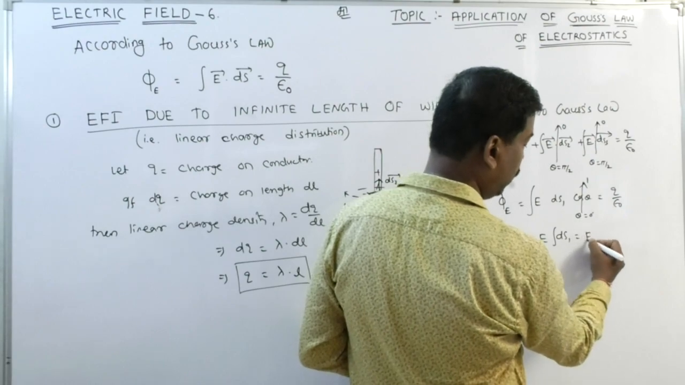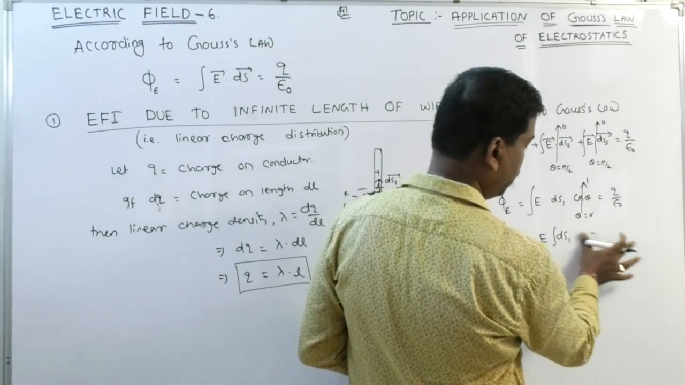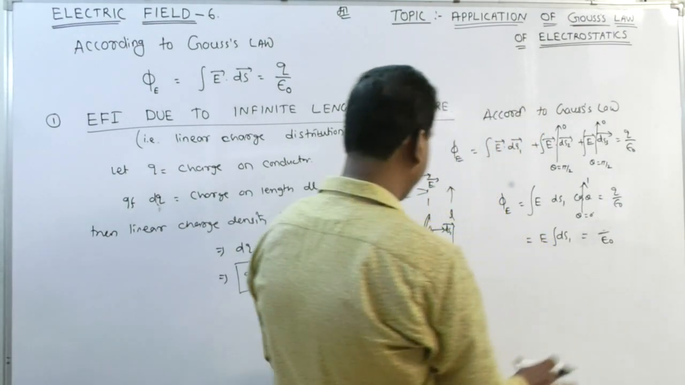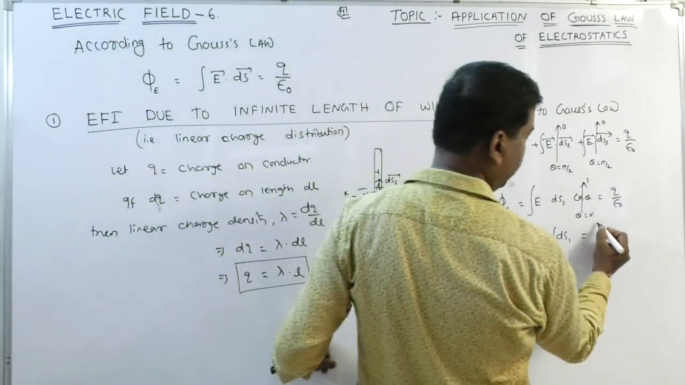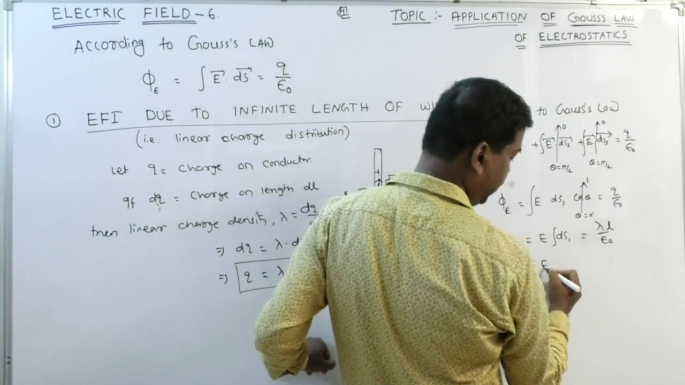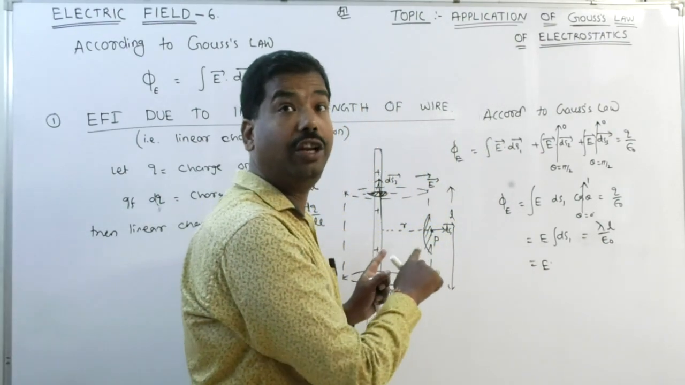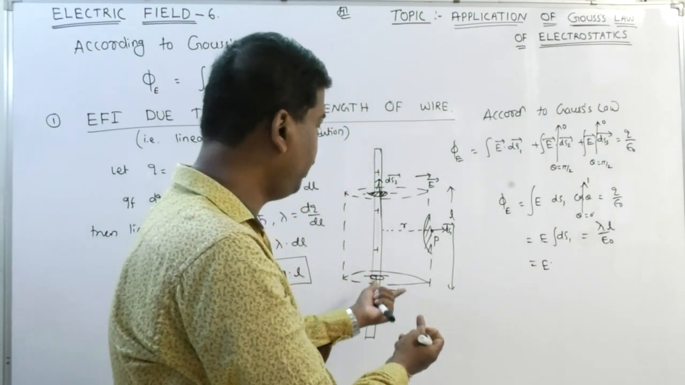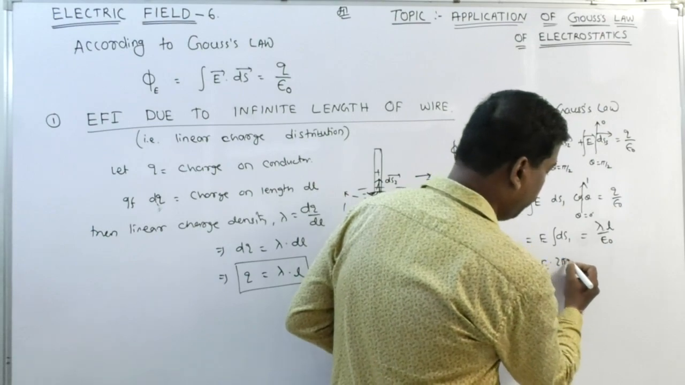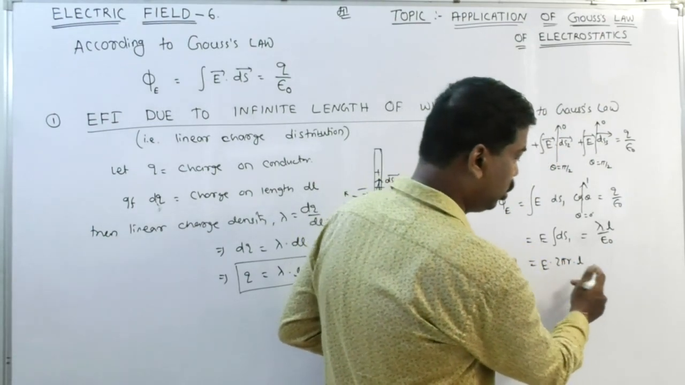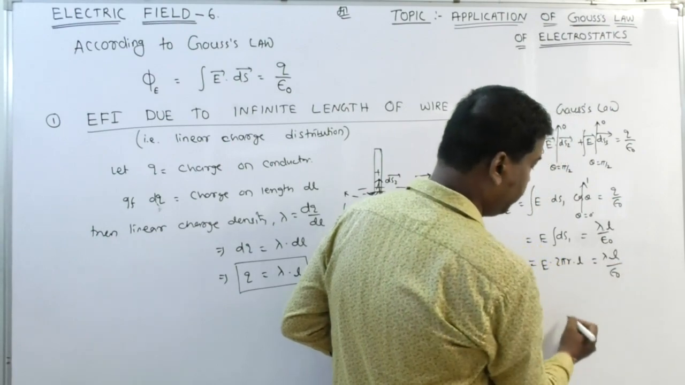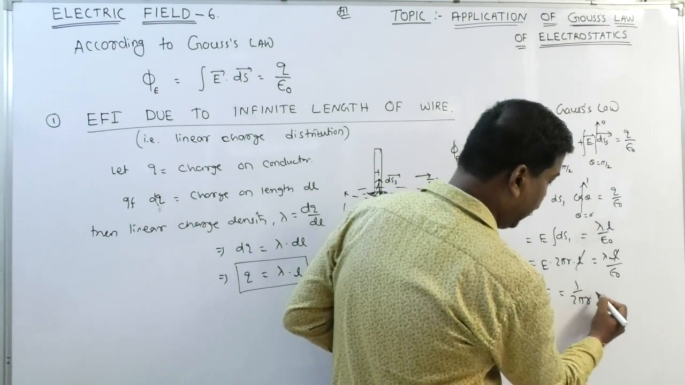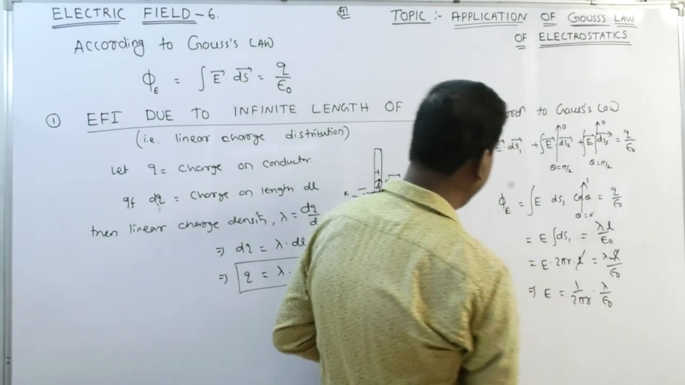E ds1 is equal to q by epsilon 0, or instead of q I can write q is equal to lambda into L. Okay, so the surface area of the cylinder curved surface is circumference of the base times height, that is 2 pi R L. So E into 2 pi R L is equal to lambda into L by epsilon 0, L cancels. Therefore, E is equal to 1 by 2 pi R, lambda by epsilon 0.